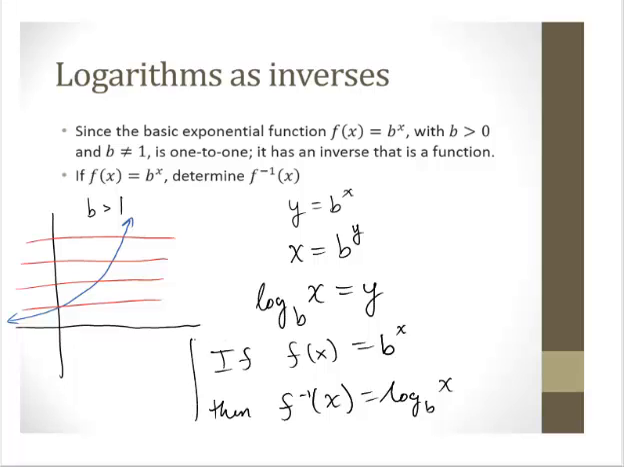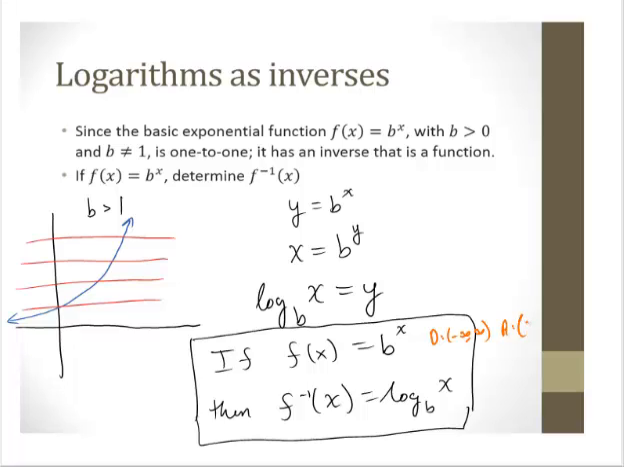Alright, so every basic exponential function has an inverse that is the logarithmic function with that same base. Now remember that for the basic exponential function, we had domain of -infinity to infinity and range of 0 to infinity. Well, now for the inverse function, recall that when we have an inverse function, we invert the domain and range. So for the inverse function, the log base b of x, the domain would be 0 to infinity, and the range would be -infinity to infinity.